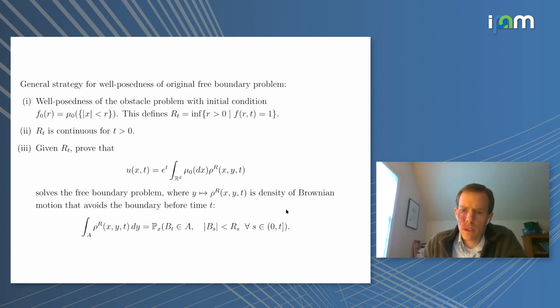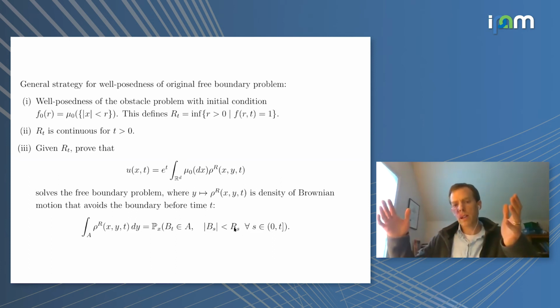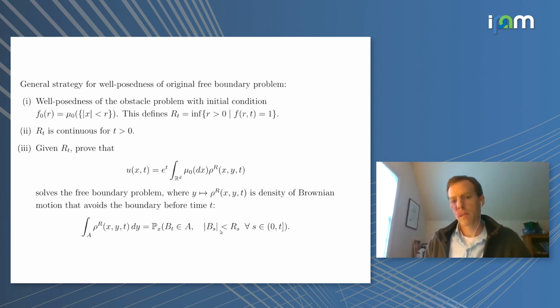Notice how I'm excluding s equals 0 when I say avoiding the boundary. That's because we want to allow for the case that mu naught can put mass at the edge of its support initially. So possibly the Euclidean norm of x is equal to R0, but R moves away fast enough so that for any positive time, Brownian motion may avoid hitting the boundary. And that is, mass is not instantaneously eliminated. All right, so we proved that in fact this function satisfies all the conditions.